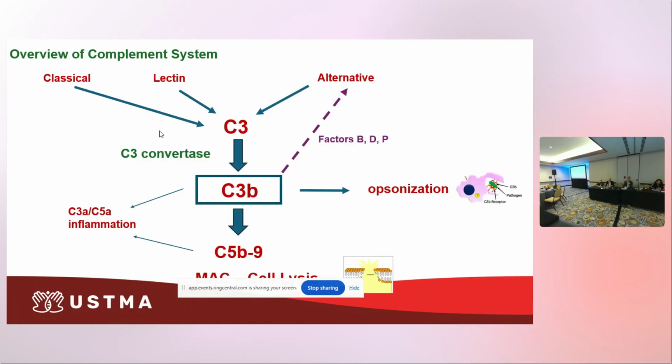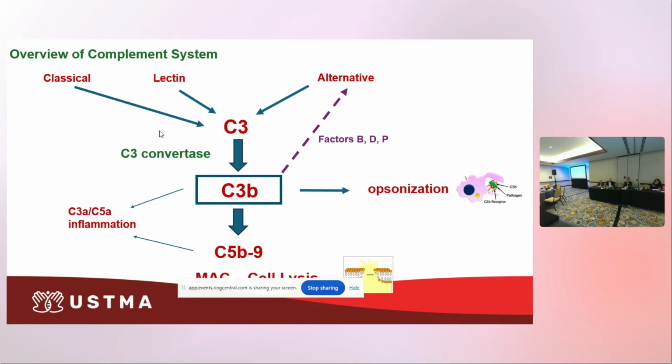So I'm going to go over the complement system just very briefly. We know that complement system is part of our innate immunity. So the classical and the lectin pathways are activated when the body encounters a foreign pathogen, right? So classical pathway is activated by an antigen-antibody complex, and lectin pathway is, again, very similar to the classical pathway, but it's activated by a carbohydrate residue on the surface of the pathogens. And ultimately, it leads to the formation of C3.